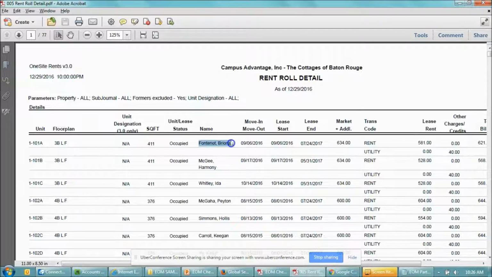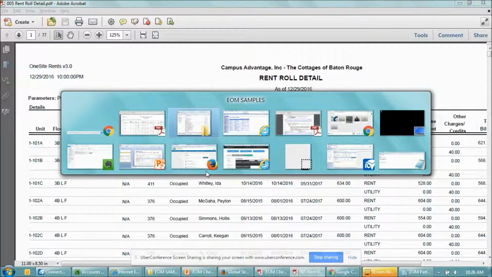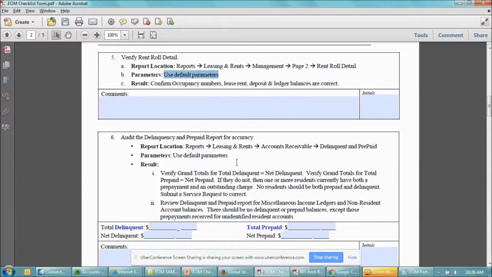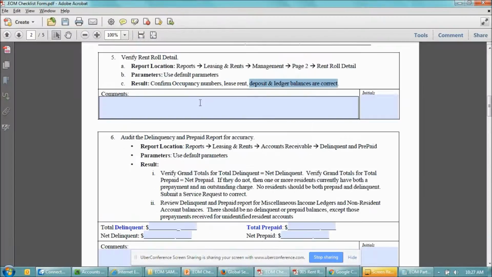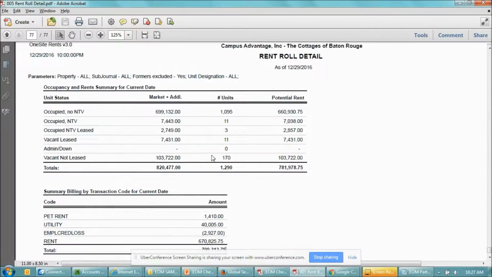So Brianna should be in 1101A and occupied. This should match real life exactly. And some of the things that you're going to review on this are, where did my checklist go? There it is. You're going to confirm the occupancy numbers, the lease rent, and the deposit ledger balances as well. So all that's pretty much towards the bottom here. And let's start with the occupancy numbers.